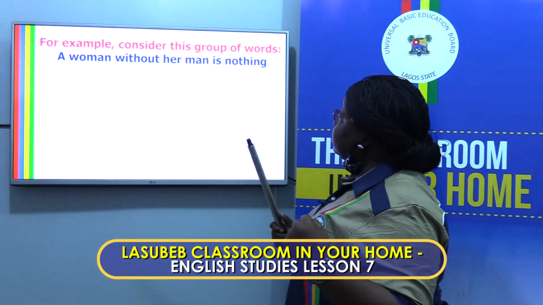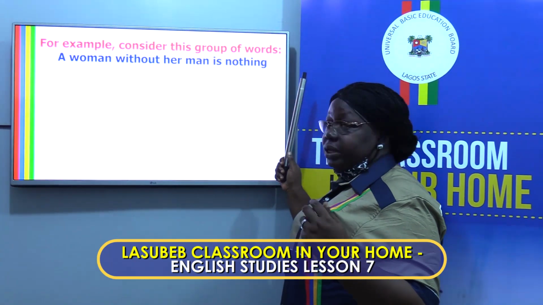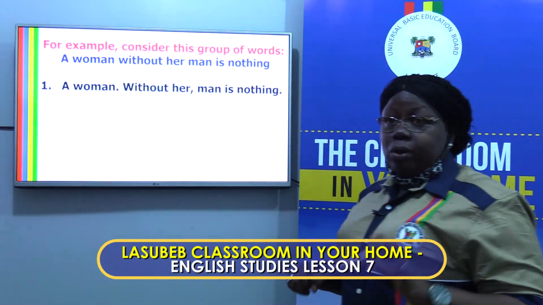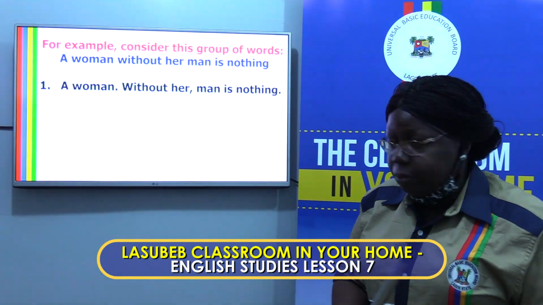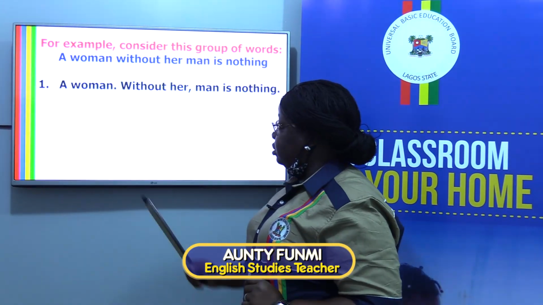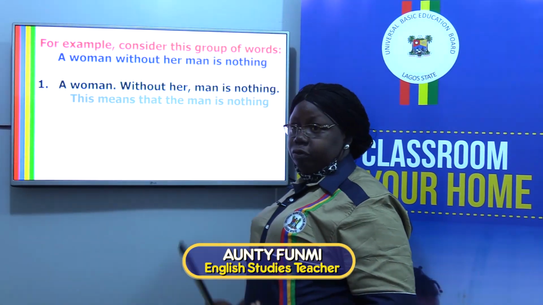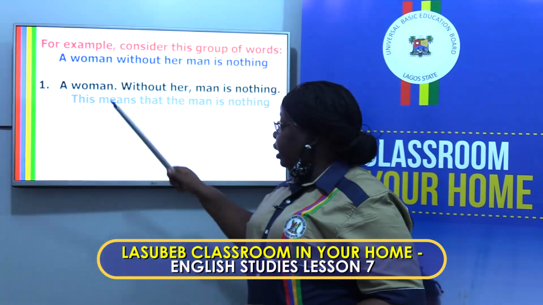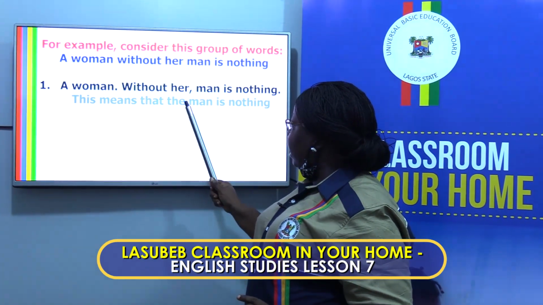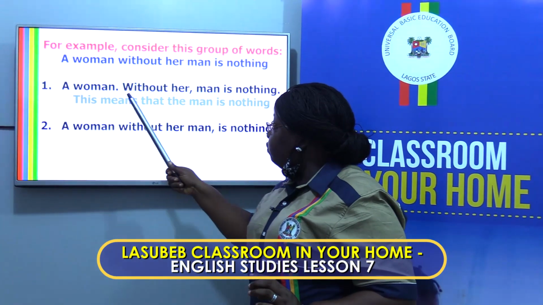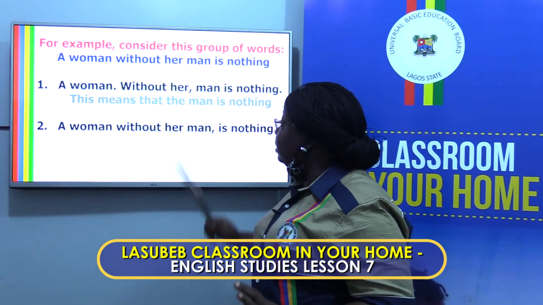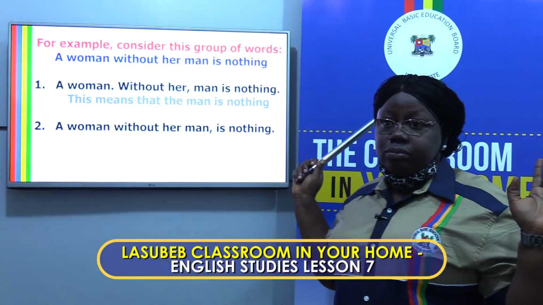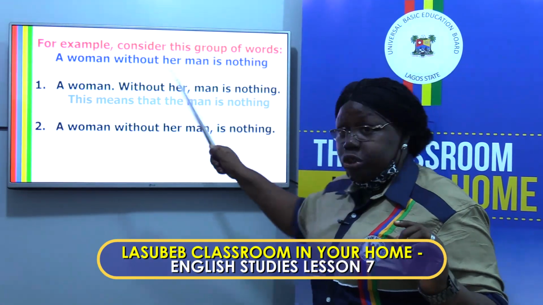An example is, a woman without a man is nothing. There is no punctuation mark here. When you now decide to punctuate it, we'll have something like this. Number 1, a woman, full stop. Without a, comma, man is nothing. A woman without a, comma, man is nothing. Because of the ways you have placed the punctuation marks, it makes this sentence mean that man is nothing. That is the emphasis on that sentence due to the punctuation marks.